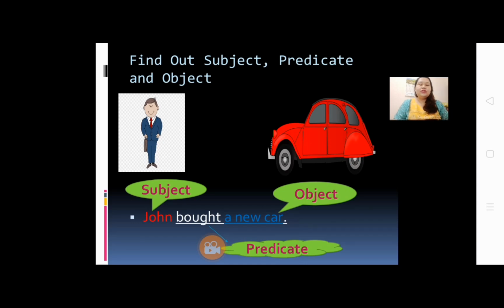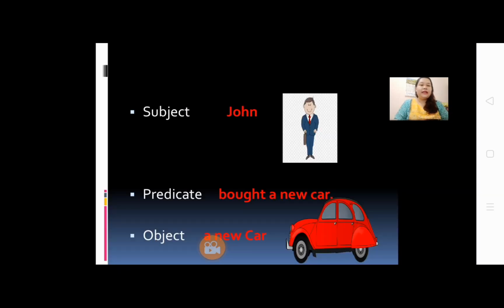The next example is John bought a new car. Here we can easily find out that the whole sentence is about John, right? So John is the subject and bought a new car is the predicate. Why is it the predicate? Because it is telling about the action done by the subject John. Now to find out the object, let's ask a question. What did John buy? Yes, children, what did John buy? Yes, it's a new car. So, a new car is the object. Subject is John, predicate is bought a new car, and object is a new car.